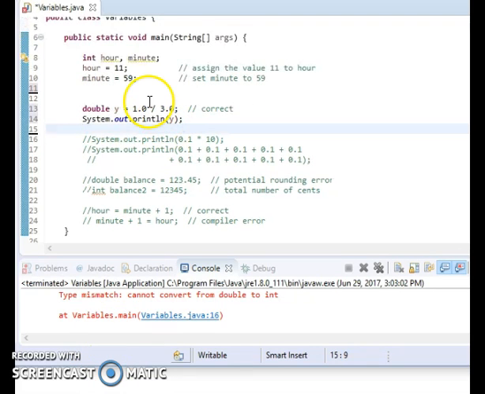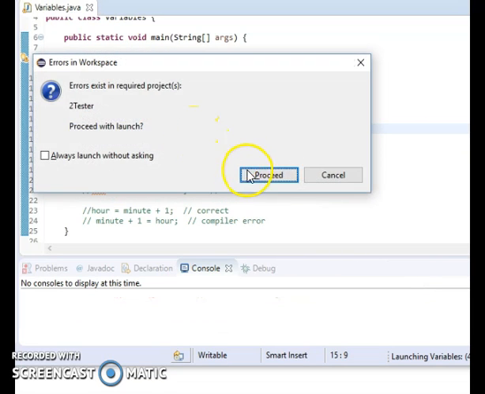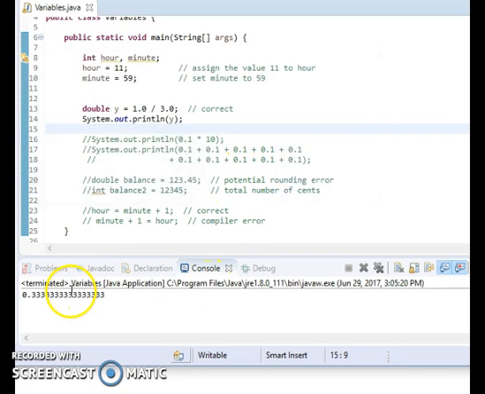So let's see what happens if I try to turn y into 1 divided by 3. Remember, I expect it to be a fraction or a decimal, so I'm using doubles. I'm using decimal numbers. So when I run it, it runs correctly. I get the correct output. That's the decimal representation of 1/3. But what happens when I try to make this into an int?